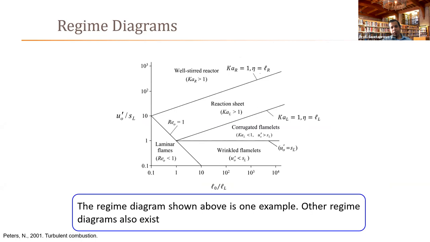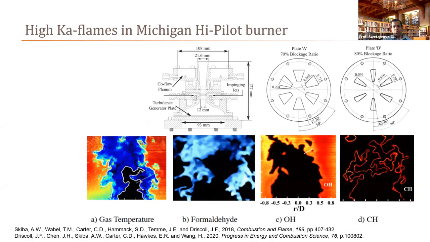So there are other regime diagrams too. Now, this was not really measured, okay? In this series of papers from Driscoll's group, they set out to measure the regime diagram. And they did it based on these Bunsen flames, which were subjected to very high levels of u' RMS caused by impinging jets.